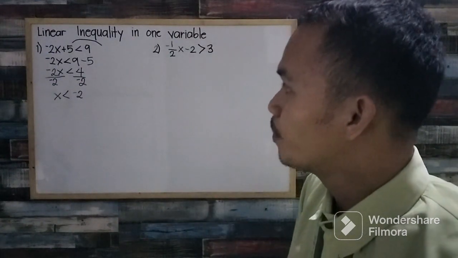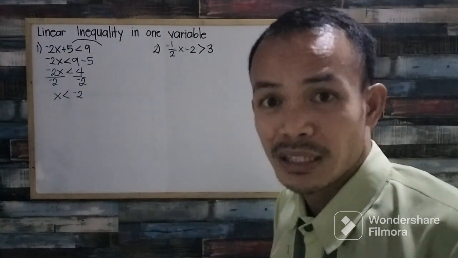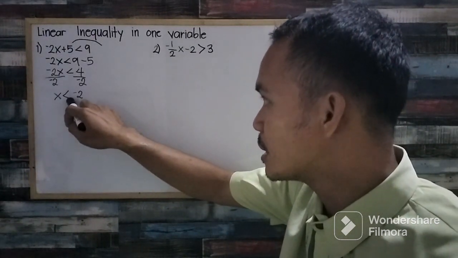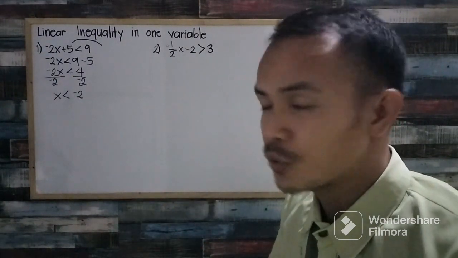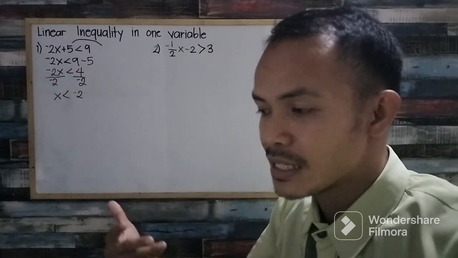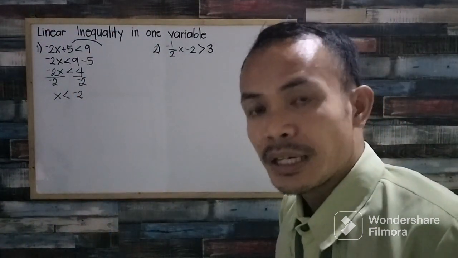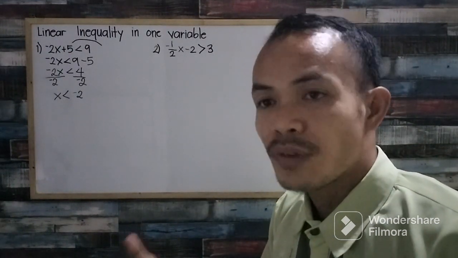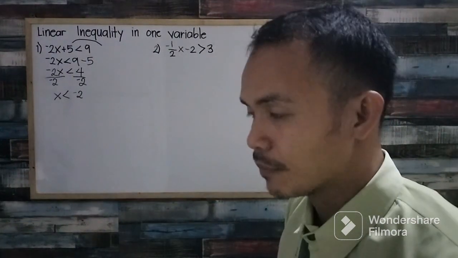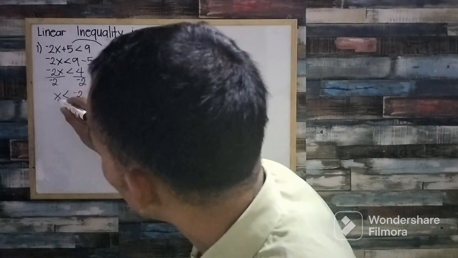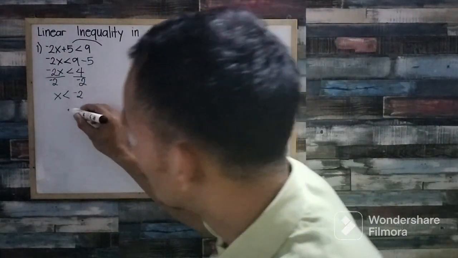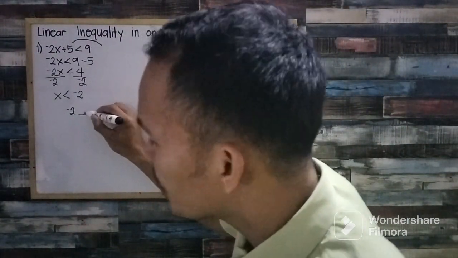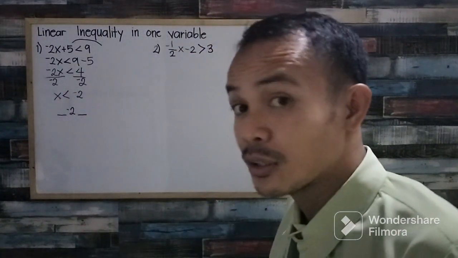Okay? So, now let us prove kung x is less than negative 2 ba talaga. Okay? Ano ba yung gagawin natin? So, yung x natin dito is less than negative 2. Now, let us prove kung yung x talaga natin is less than negative 2 to prove the inequality. So, yung negative 2 natin dyan, that is the basis to find the other solution of this inequality. Okay? So, we have to prove that x is really less than negative 2. So, that is negative 2. Okay? We have to find any number, okay, to its left and to its right.